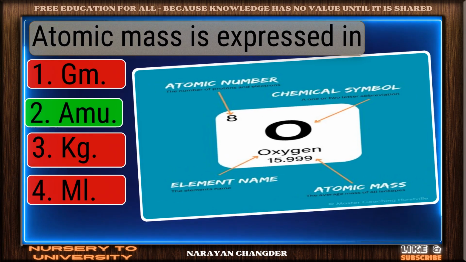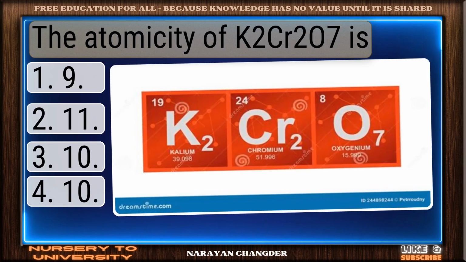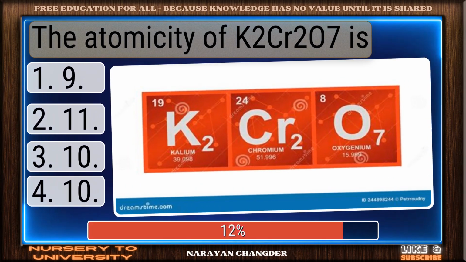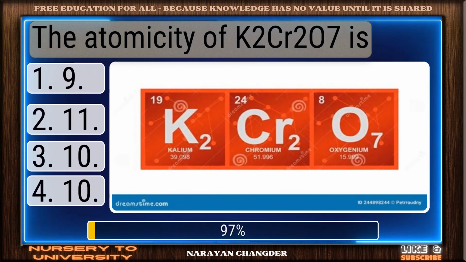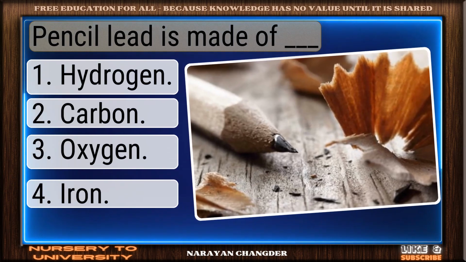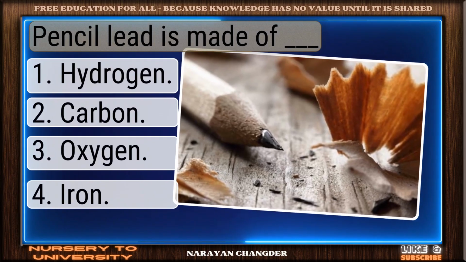Nice work. You chose AMU and it is correct. Question number 258. The atomicity of K2O7 is. You got it. Your choice 11 is right. Question number 259. Pencil lead is made of dash.